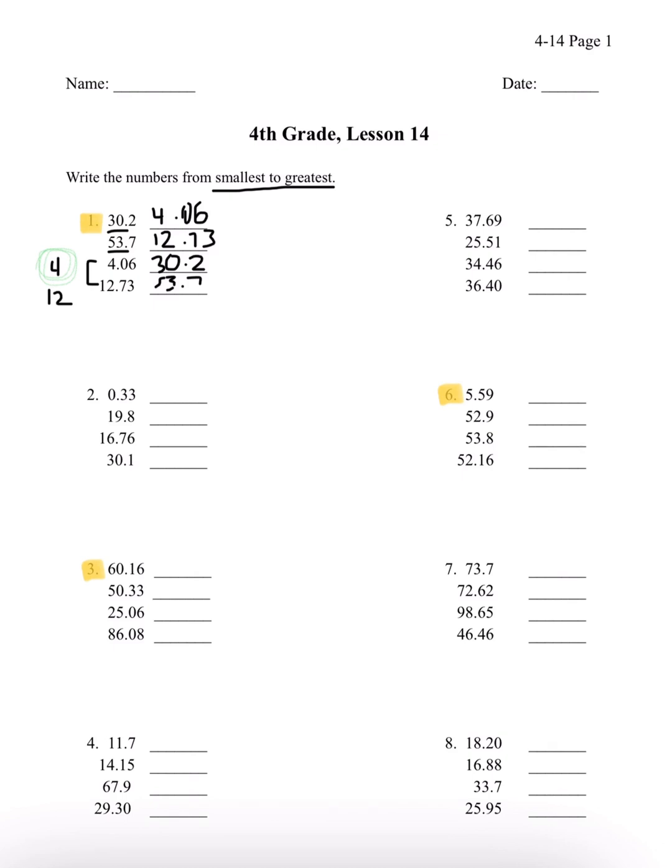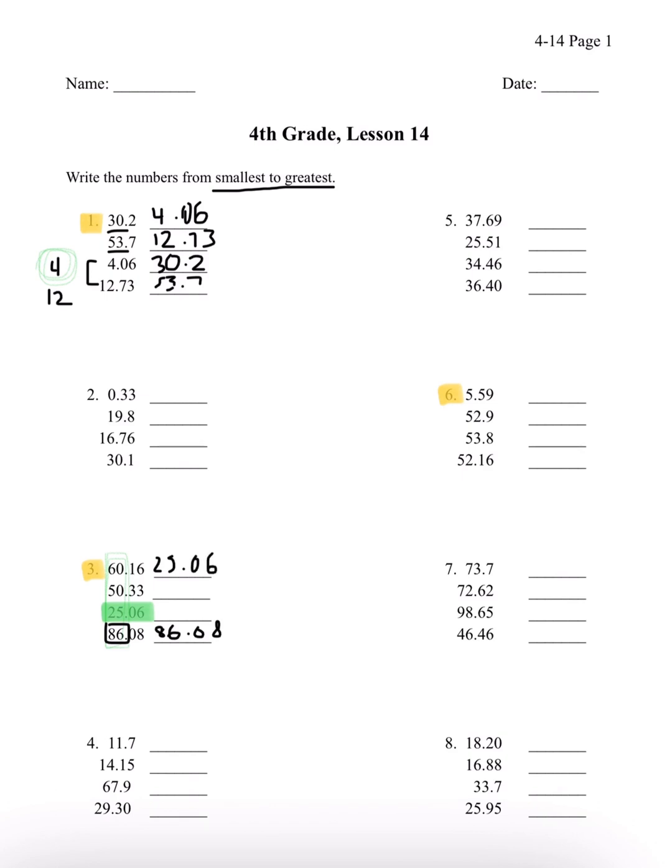Number 3, let's have a look at only the whole numbers, which is going to be the numbers in the front before the decimal point. We have a 60, 50, 25, and 86. We know that 86 is obviously greater here, so 86.08 is our greatest number. And our smallest number, we have a 60, 50, and 25. We know that the 25 is the smallest, so we're going to write 25.06 first since it's our smallest.